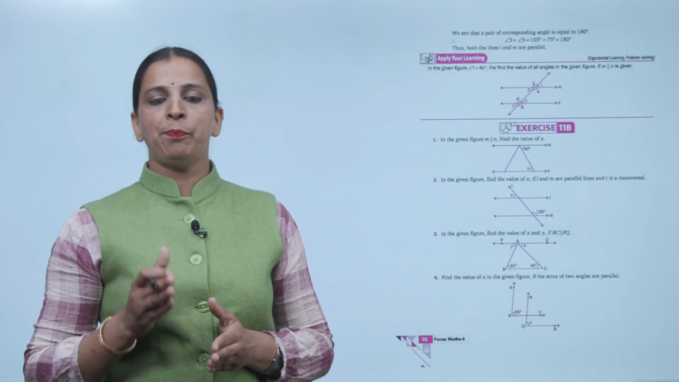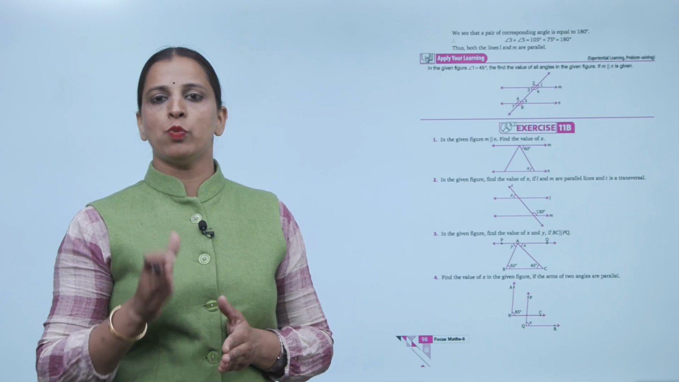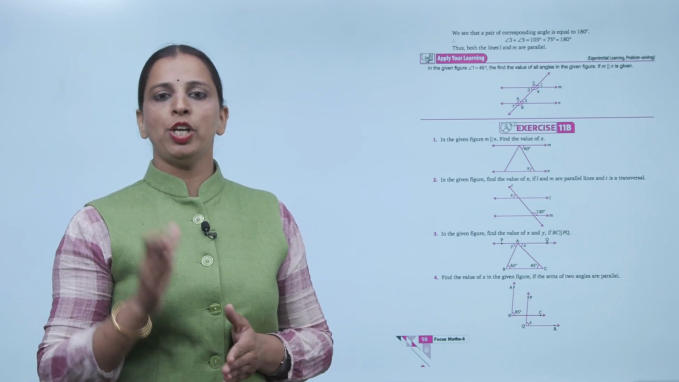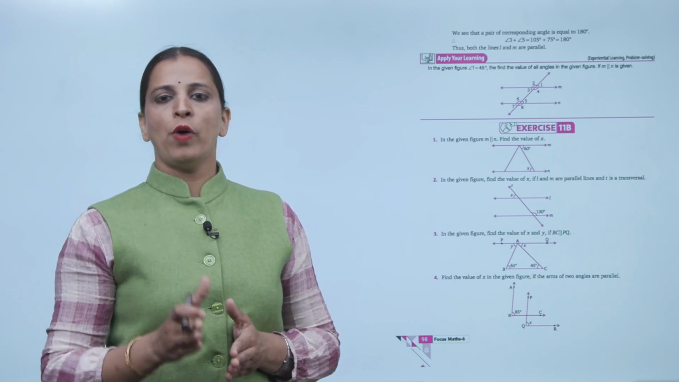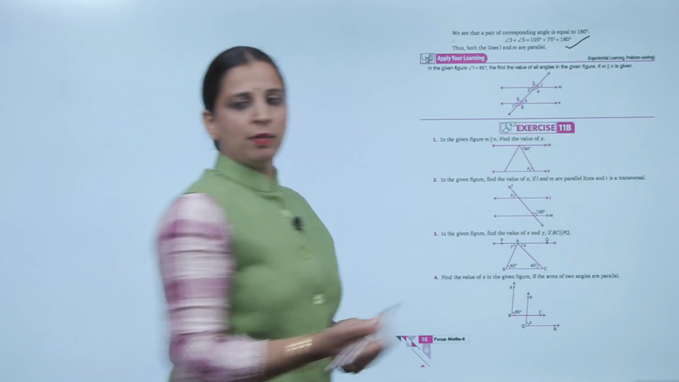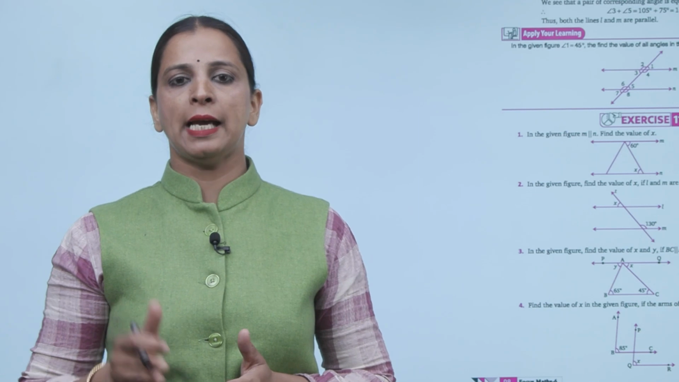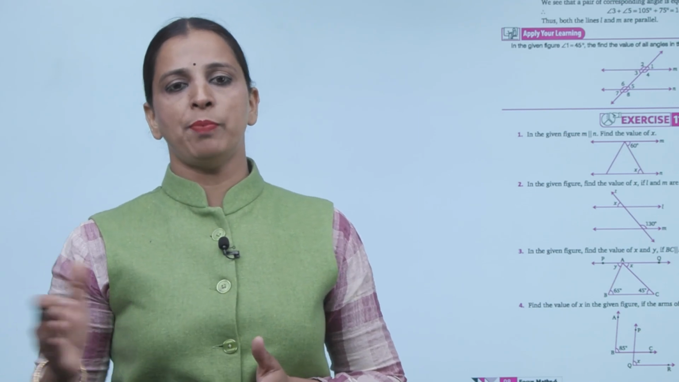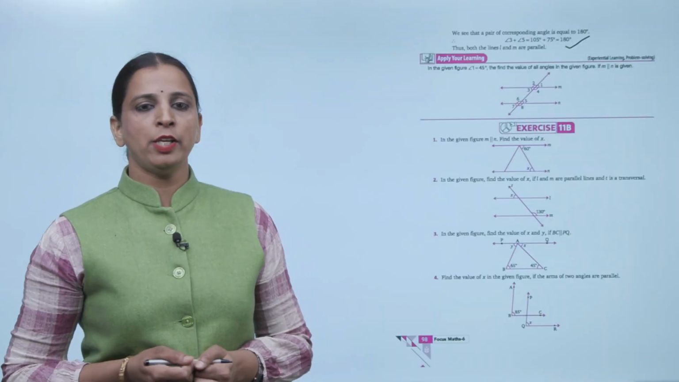We see that a pair of angles adds up to 180 degrees. Angle 3 plus angle 5 is equal to 105 plus 75 degrees, that is equal to 180 degrees. Prove हो गया. Thus both the lines L and M are parallel. Now next is apply your learning.